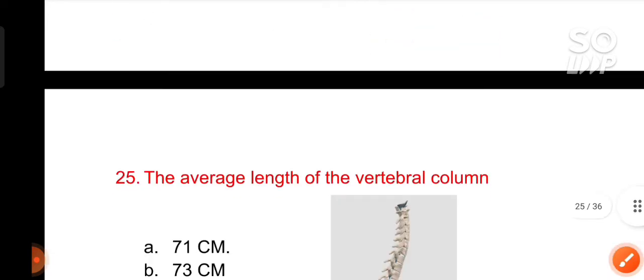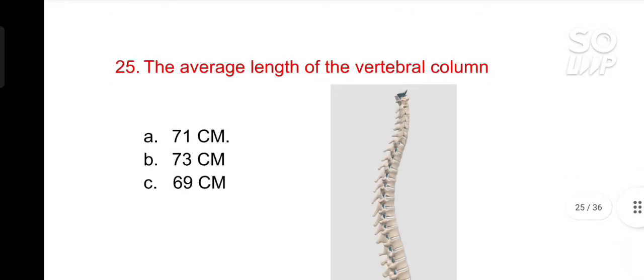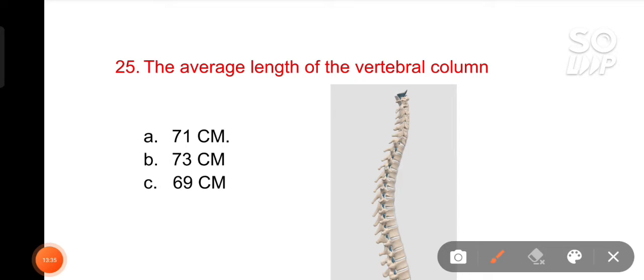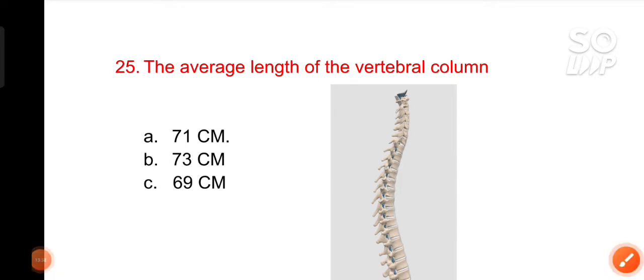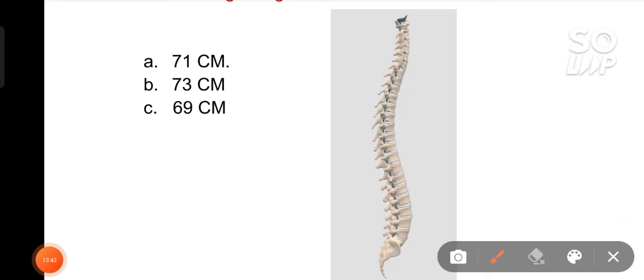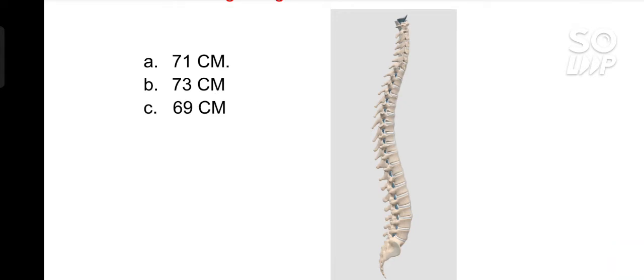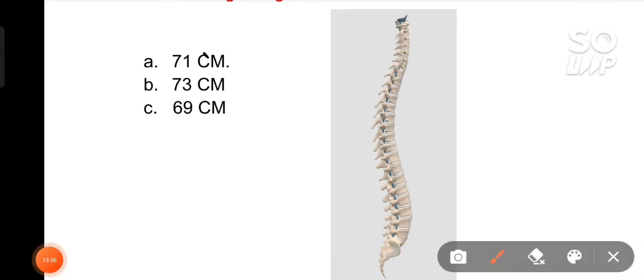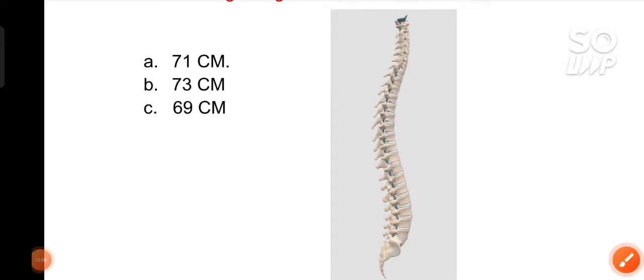The next question is the average length of the vertebral column. So here we have the vertebral column. What is the normal average length of the vertebral column? The options are 71 centimeters, option B 73 centimeters, option C 69 centimeters. The right answer is 71 centimeters.